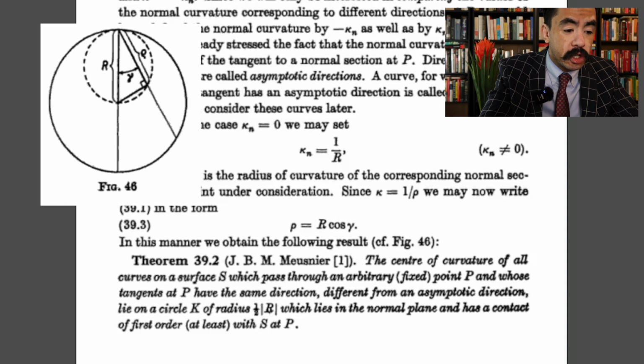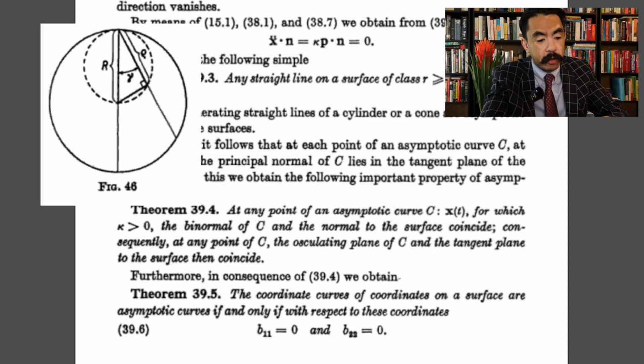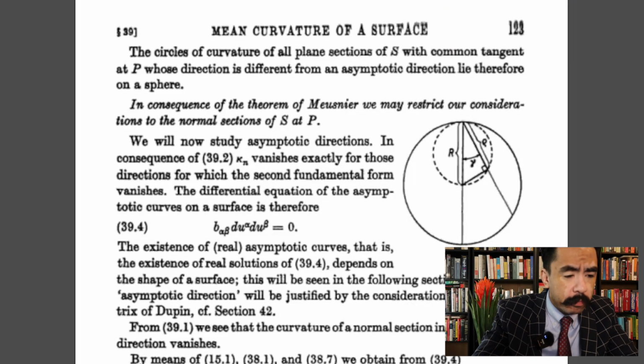The center of curvature of all curves on a surface S which pass through an arbitrary, that is, fixed point P, and whose tangents at P have the same direction, different from an asymptotic direction, lie on a circle K of radius 1/2 |R|, which lies in the normal plane and has a contact of first order at least with S at P. The circles of curvature of all plane sections of S with common tangent at P whose direction is different from an asymptotic direction lie therefore on a sphere.